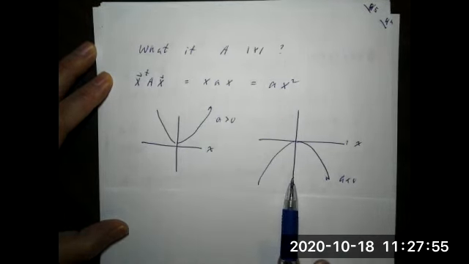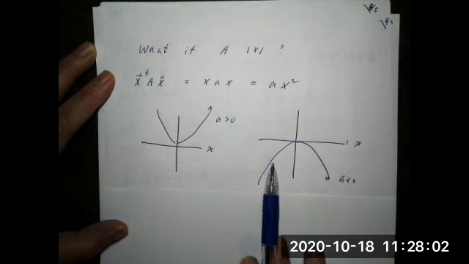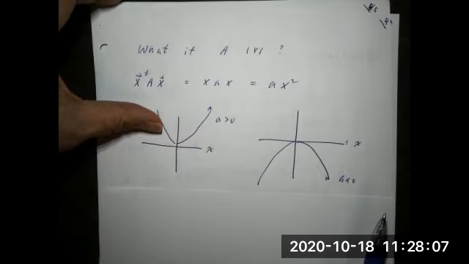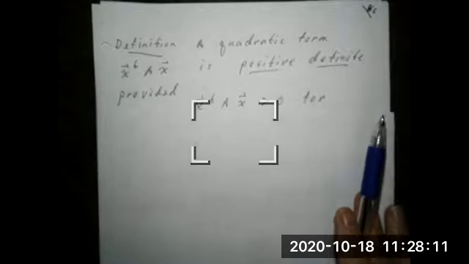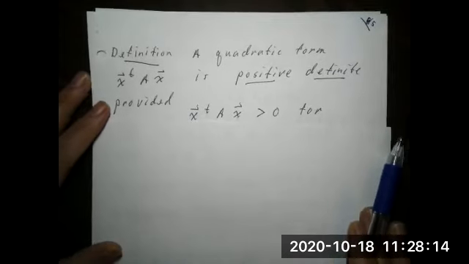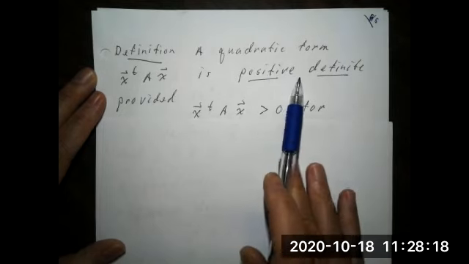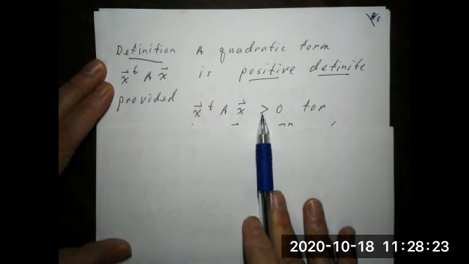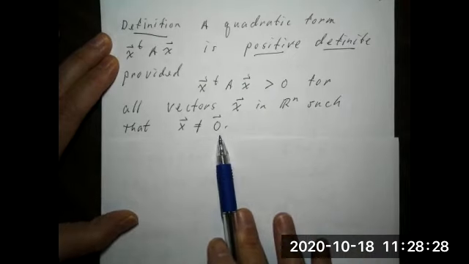What we want to do is classify quadratic forms in the same way that we can classify parabolas as opening up or opening down, or those previous examples as opening up, opening down, or being saddle shaped. And that's where our new definition comes from. It has to do with positive definite, negative definite, and indefinite quadratic forms. So a quadratic form is positive definite provided x transpose A x is greater than 0 for any vector x in Rn such that x is not the 0 vector.